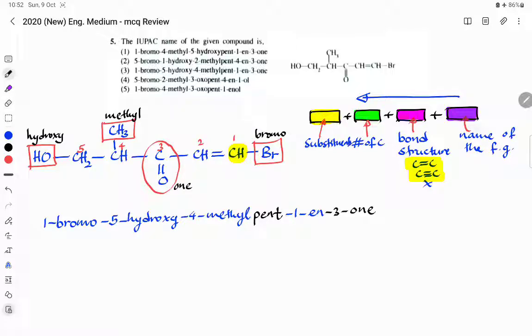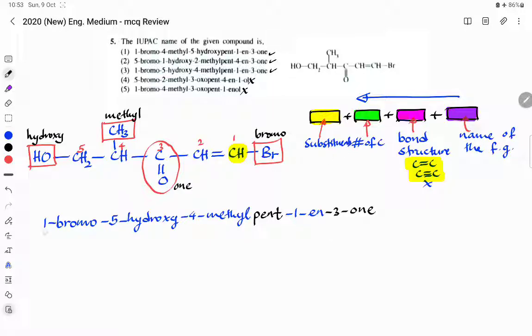Now, in order to find the answer for this question, you don't have to write the whole name of the compound. Just number the main carbon chain and find out the main functional group. Just by finding out the main functional group, you can eliminate some answers. So it should be 3-one. Therefore, these answers are correct. These answers are incorrect. Then let's go for the substituents.